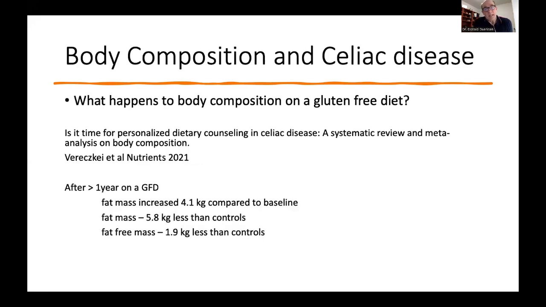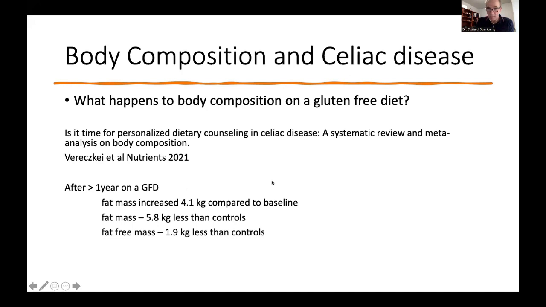Now, that's a bit of what happens to weight. What about body composition? How does that change? I mentioned earlier that we can test body composition with different devices and different methods. There's another systematic review and meta-analysis that was published recently that looked at patients that were checked at diagnosis with respect to body composition, and then on a gluten-free diet at least a year later, to see what happened. And it turns out that fat mass increased significantly, 4 kilograms compared to baseline.